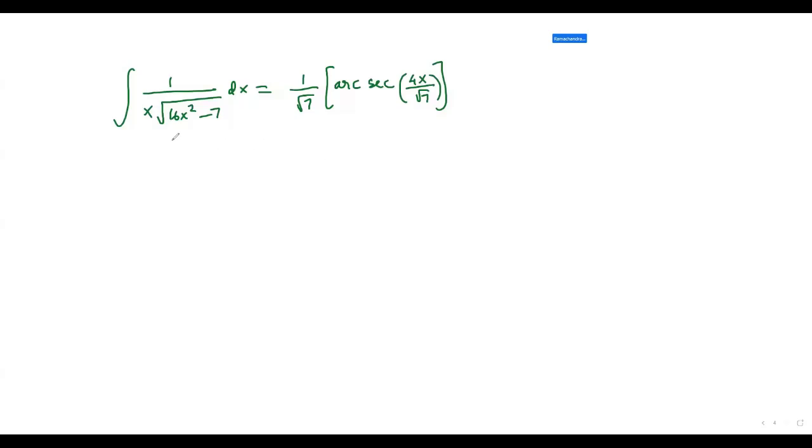Okay, let's continue. This is the result we got on the previous page. Okay, now to get the original integration, we have to take the limit for this integration. So the lower limit is 1 and the upper limit is 6. Okay, when I take the limits, actually these are the limits we have for x.